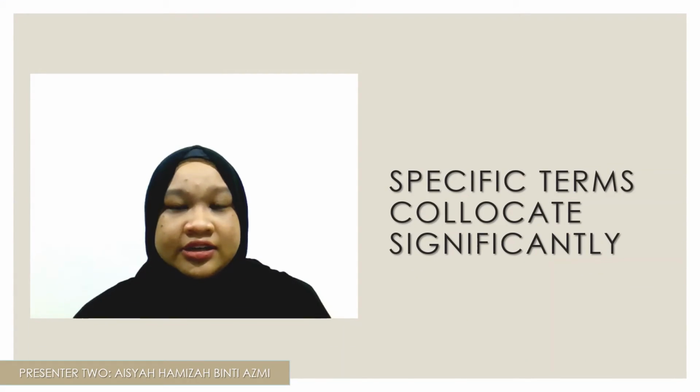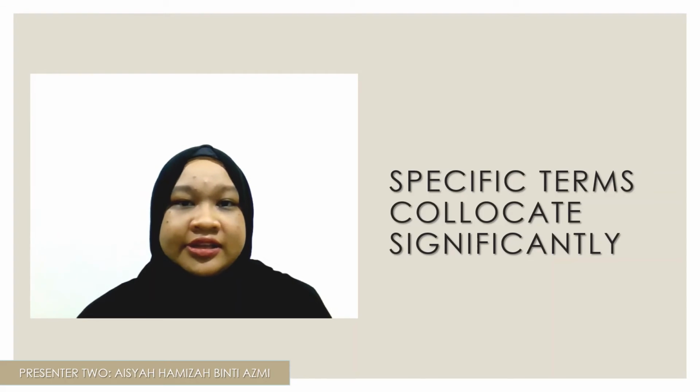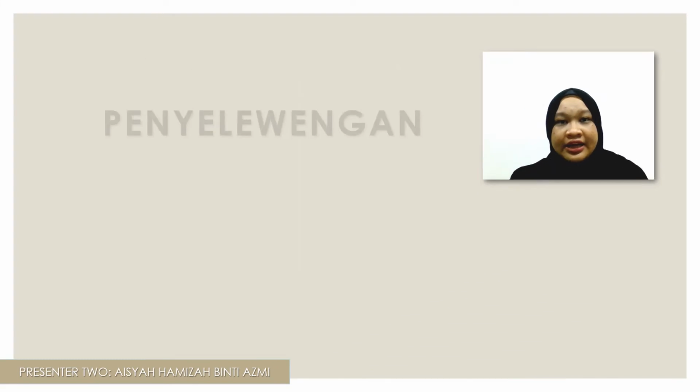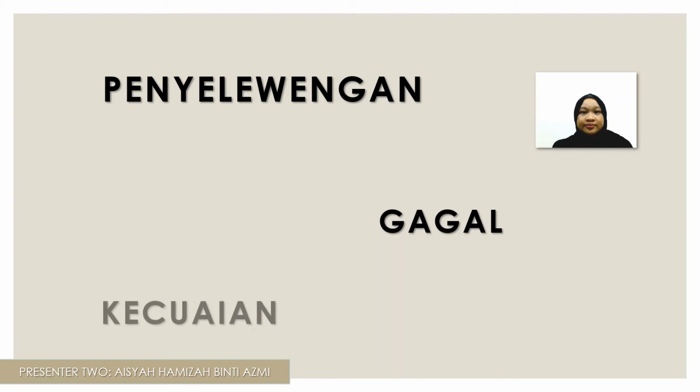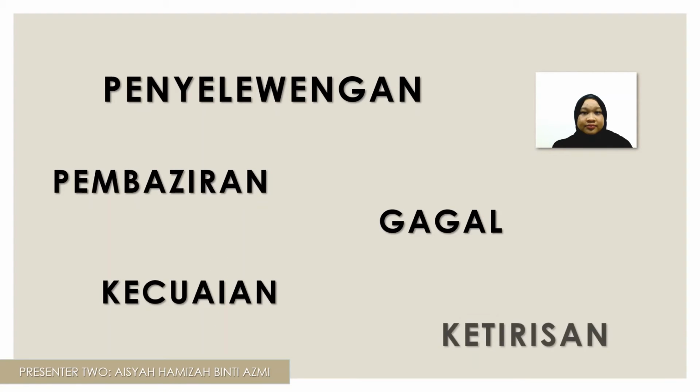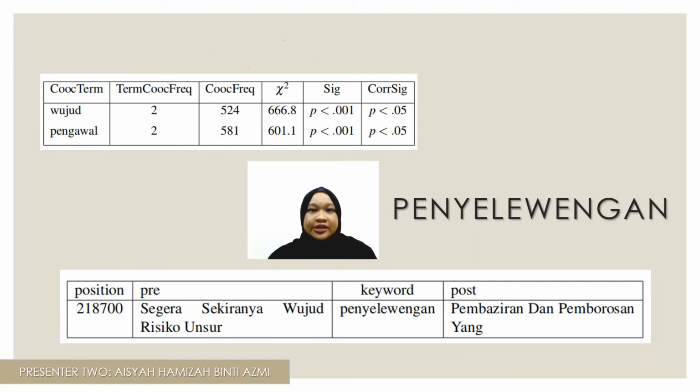The next section is for the specific terms that collocate significantly. To determine which terms collocate significantly with the terms that the National Audit Department finds important, the multiple features exact test is used. The terms chosen for this analysis are penyelewengan, pembaziran, gagal, kecuaian, and ketirisan. The first term chosen is penyelewengan, which directly translates to embezzlement. The National Audit Department has requested this term to be the top priority.